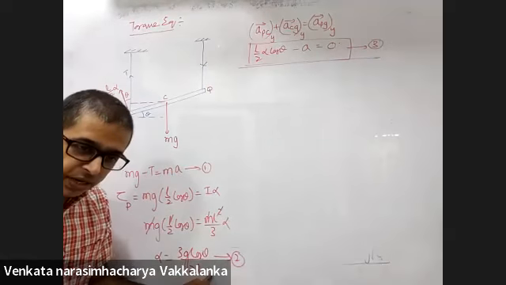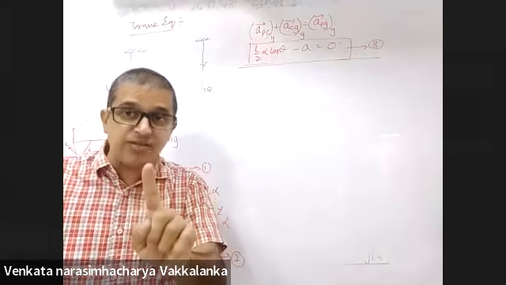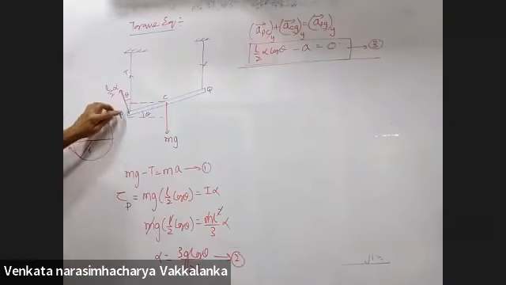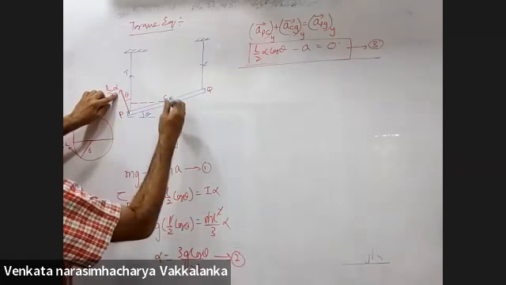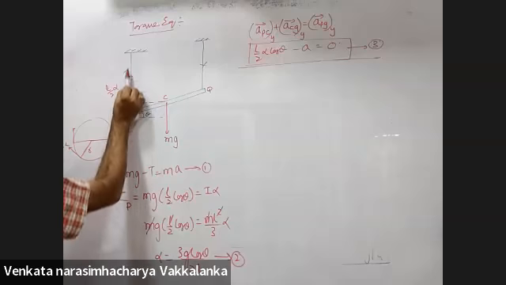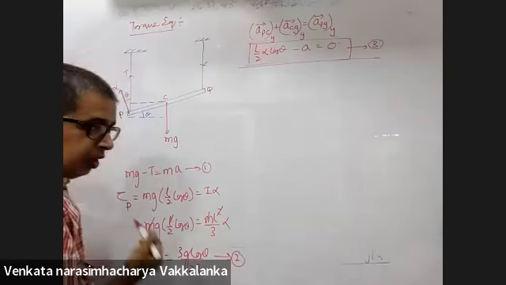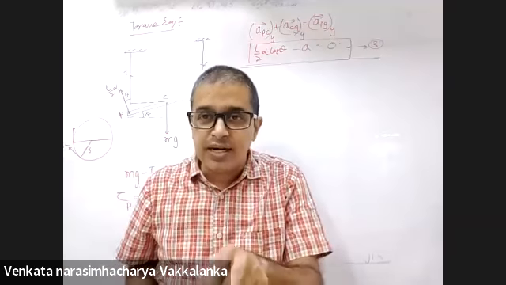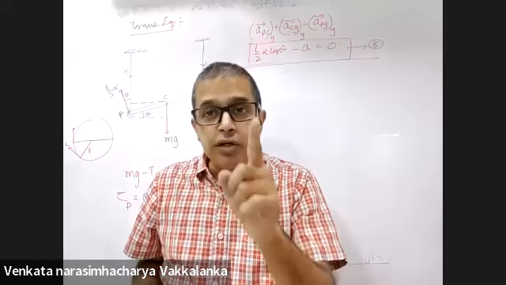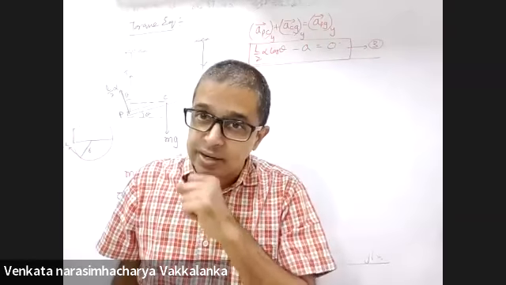Translational, rotational dynamic equation, constraint relation. Constraint relation means there is a key catch. L by 2 alpha and ACM, the resultant that you take, you will have to resolve along the length of the string and equate it to 0. Instead of taking the resultant and resolving, I will resolve and take the resultant along the length of the string. Are we okay with that?